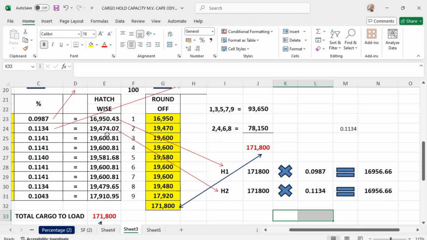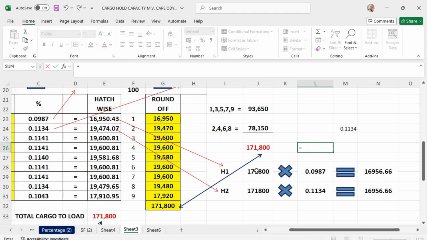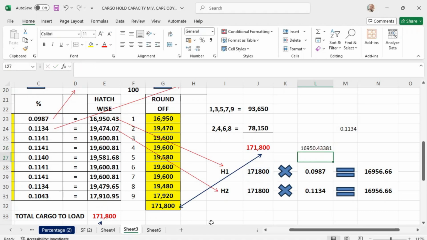So let me see. Check it, guys. Equals, there equals. Multiplication by this one, and that will be 1960.43. Okay, this will be 956. This should be 956. 556. Okay, let me check again, guys.